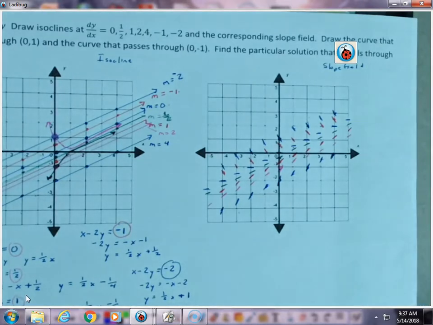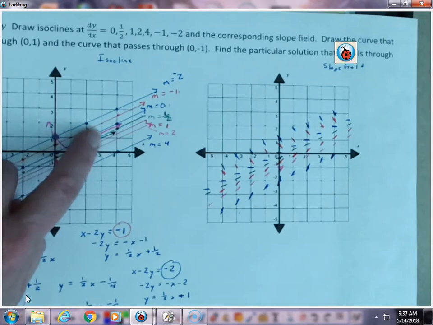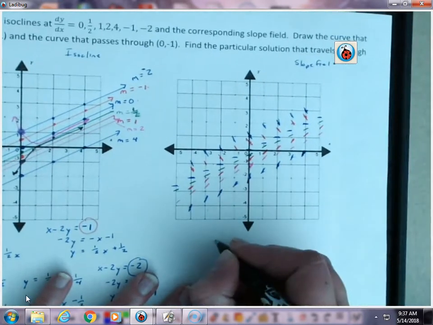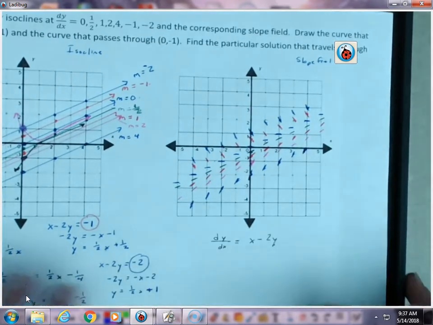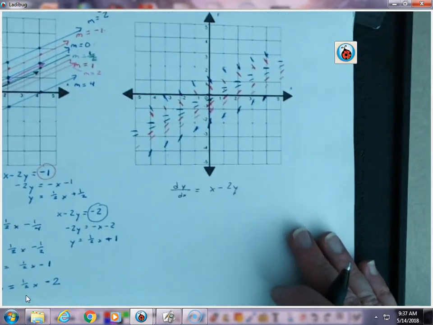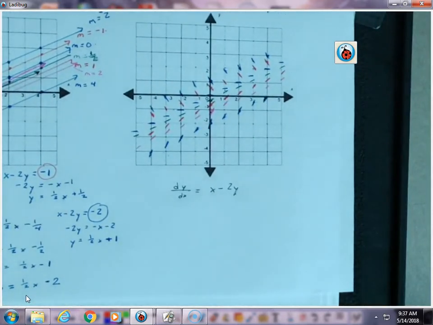Now, the last thing it says to do is find the particular solution that travels through 0, 1. Okay, so it actually wants the equation of what you just drew a picture for. So on the test, what you have to do is like the second part that we just did, drawing the curve. But I will say this one's probably slightly trickier. And also you're going to solve it, so once you solve it, you can graph it and also kind of know what it's supposed to look like.